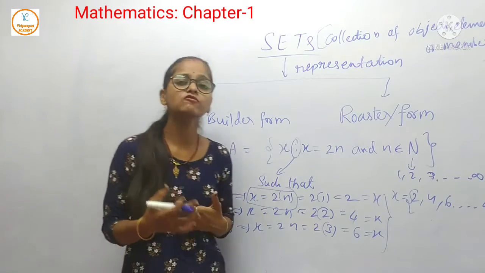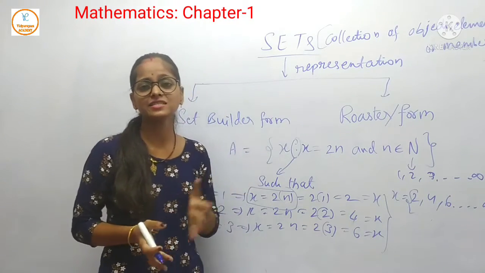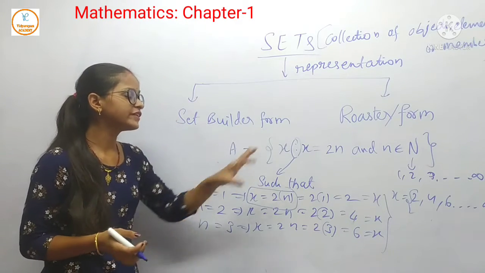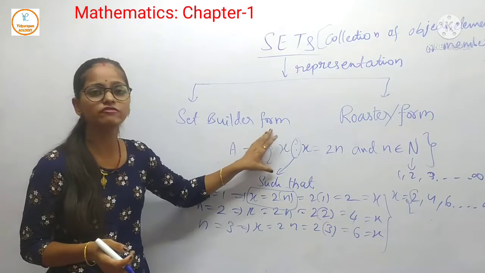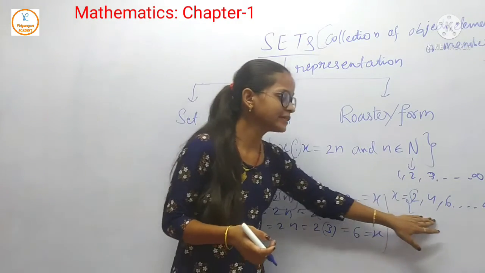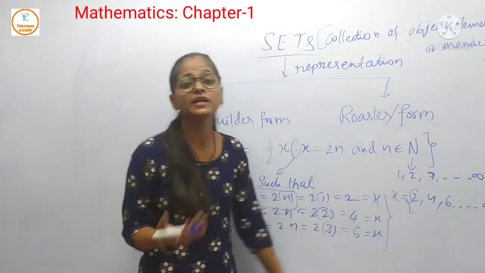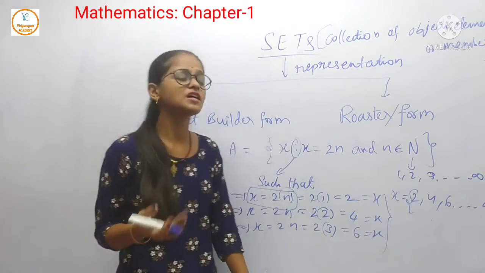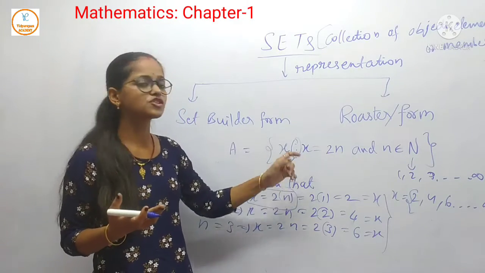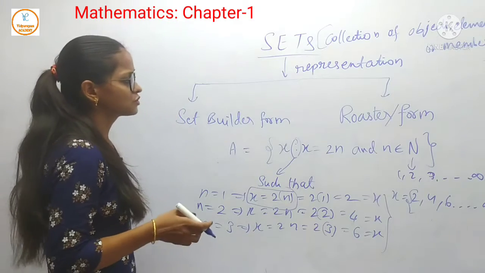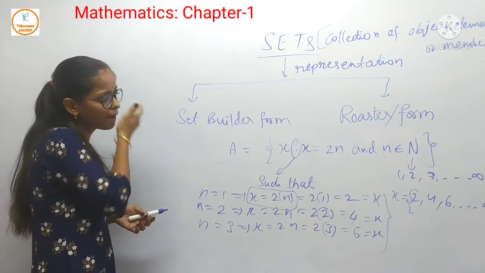What type of questions do they ask in exercises or in examinations? They give any one of the forms. If they give the roster form, they may ask you to solve it and obtain the set builder form, or if they give the set builder form, they will ask you to convert it into the roster form. Okay, so this is the condition. So can we solve that?